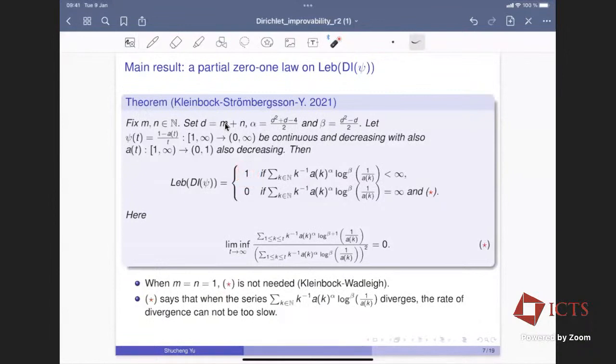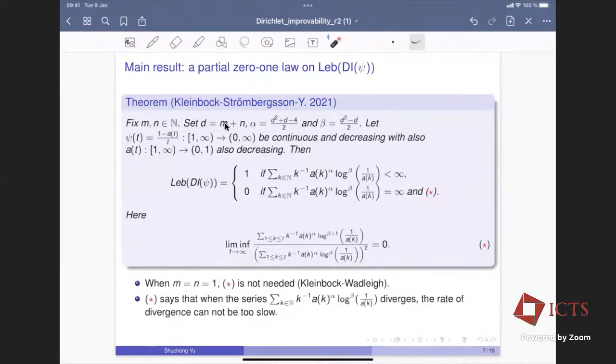And then here the terms are k inverse times a_k to the power alpha, and times log of 1 minus 1 over a_k raised to the power beta, where alpha and beta are the two quadratic functions. And if the same series is divergent, but now we have to assume something extra, which I call this star condition. If these two conditions are both satisfied, then we can conclude that the set of D(psi) has 0 Lebesgue measure.